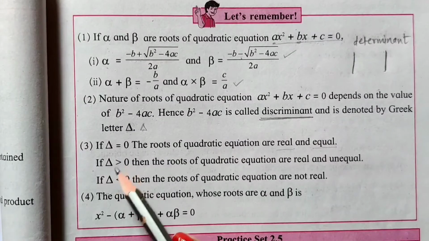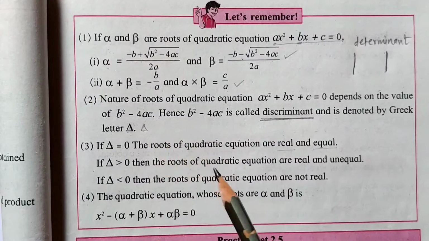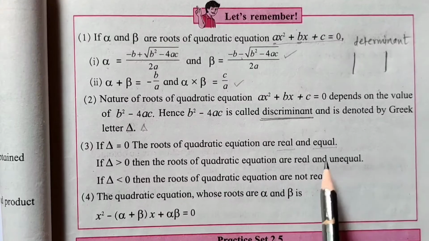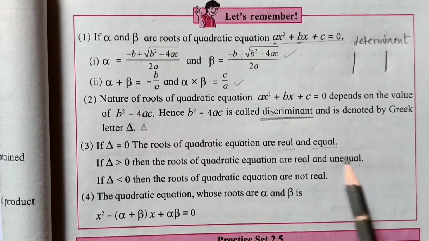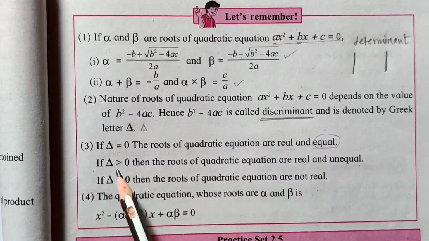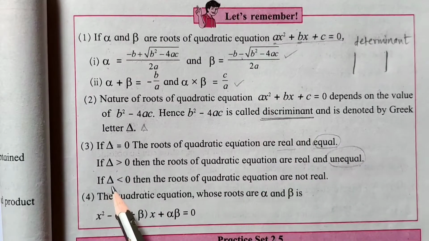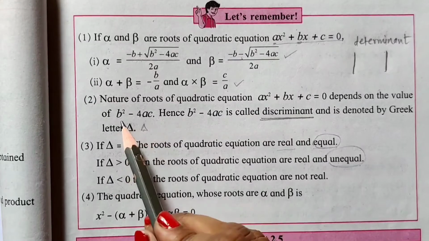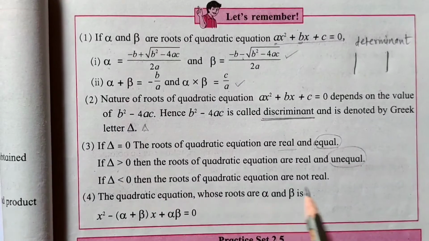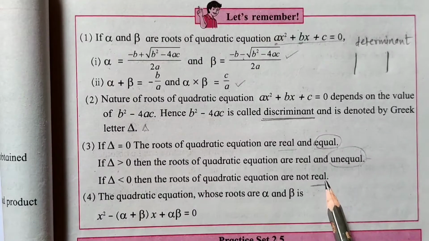If delta is greater than 0, that means if the value of b square minus 4ac is positive, then the roots of the quadratic equation are real and unequal. They are real, but they are not equal. When it is equal to 0, the roots are equal, and when it is positive, they are not equal. And the third condition, when delta is less than 0, that means the value of b square minus 4ac is negative, then the roots of the quadratic equation are not real. These three natures of roots you all have to remember always.